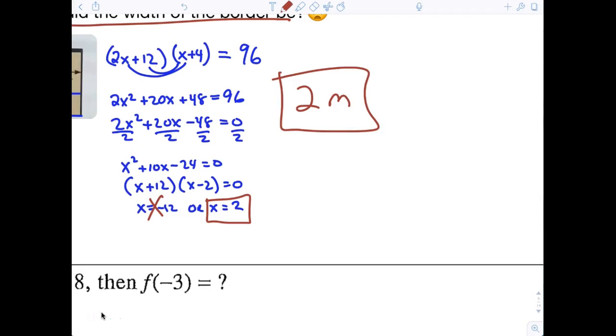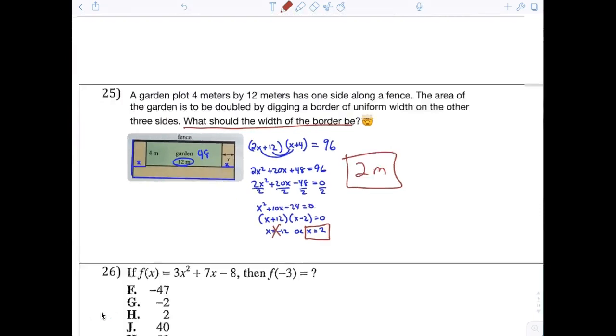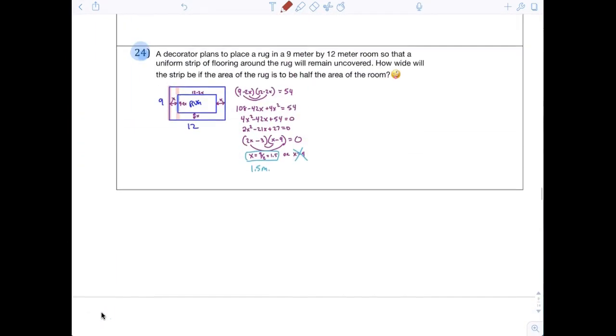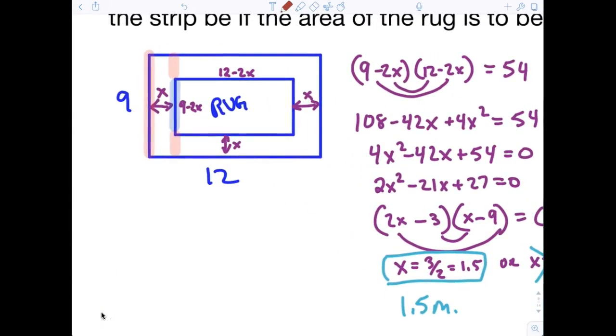Yes, ma'am. Yes, sir. Why was the last problem minus 2x? Because you have to look at the figure. Let's see if you can see it. I'm talking about the rug, not the room. So I'm subtracting out the x's.